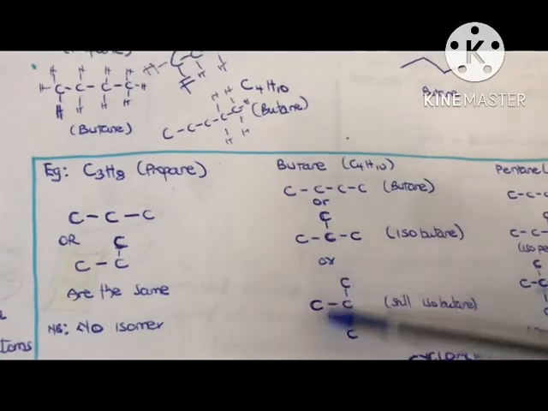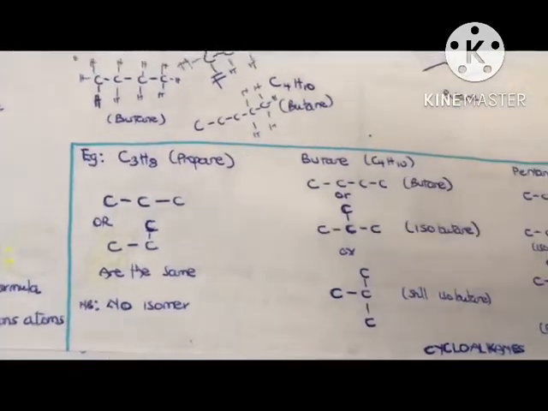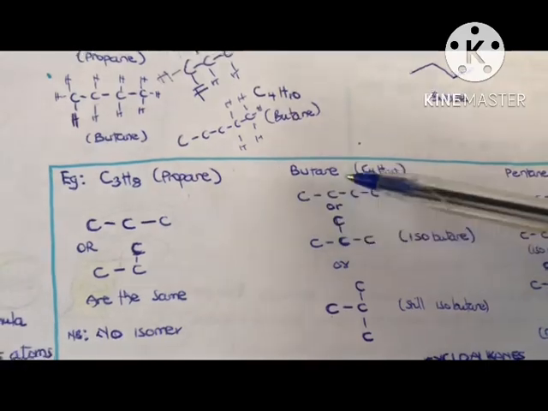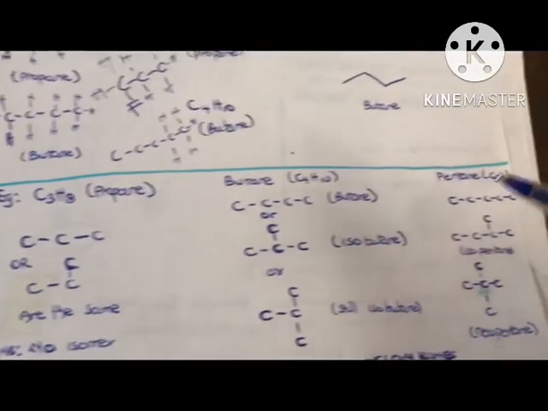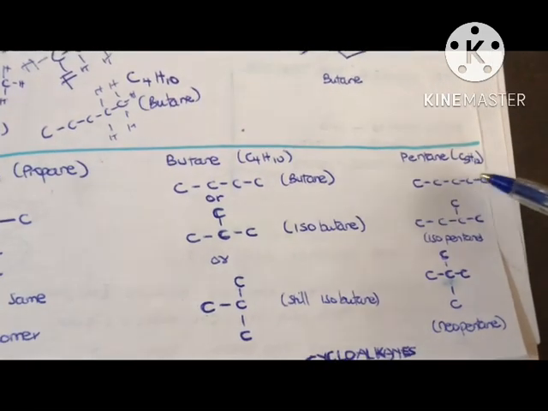Someone can also draw it in this way, but this and this are actually the same. When you turn the paper, you see that this and this are actually the same. So this is the isomer for butane. When you look at pentane, this is one way of representing pentane, the linear chain.